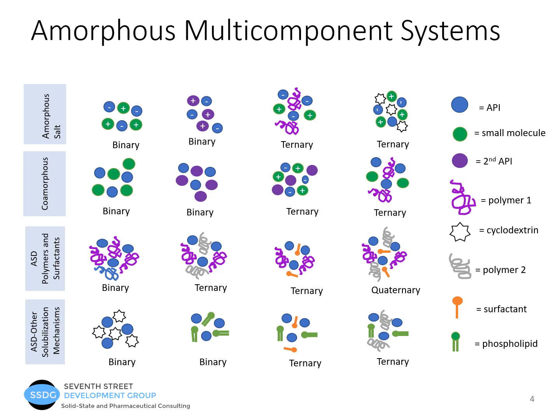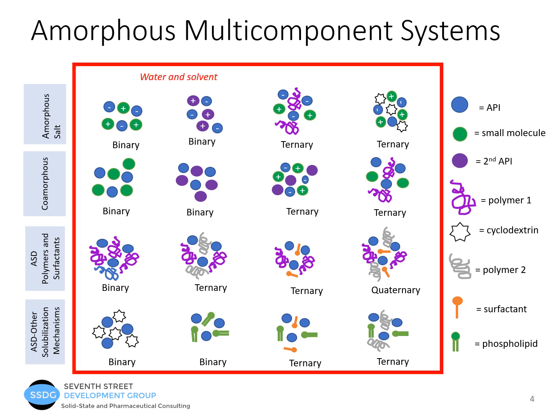This slide shows a number of amorphous multi-component systems, and I like to show this slide in order to illustrate the diversity of molecules we use in these multi-component systems. Sometimes we just end up with a small molecule, sometimes it's a second API. In amorphous solid dispersions we'll have at least one polymer, but there are a lot of more complicated systems that can end up with cyclodextrins, a second polymer, surfactants, phospholipids. So there's a lot of different possibilities with different solubilization mechanisms. Polymers and surfactants are going to maintain supersaturation differently than a cyclodextrin or a phospholipid would.